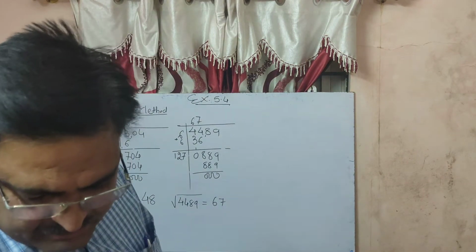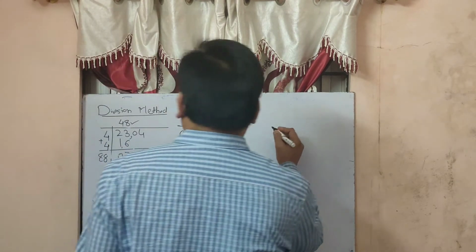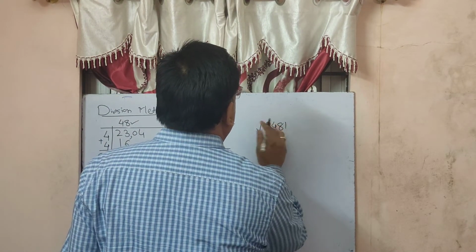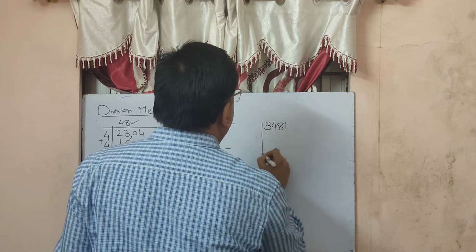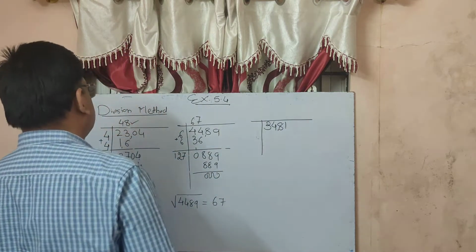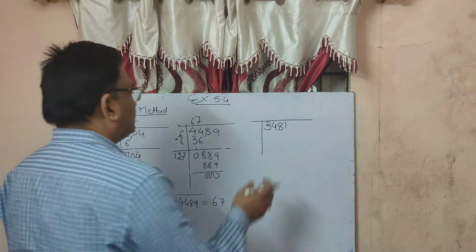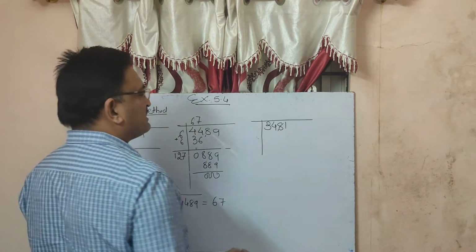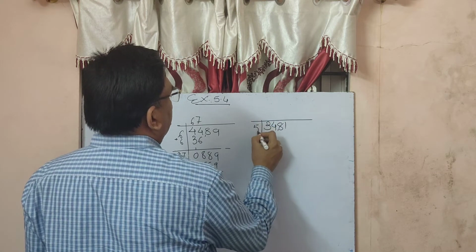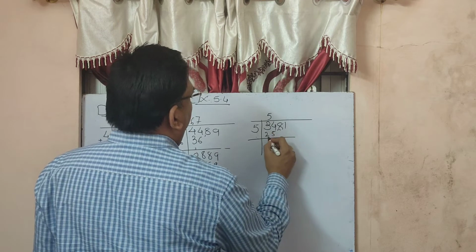Now the next example, 3481. I will try to solve as many examples as I can, and you need to try yourself. Again the same thing I told you. 34 is near to which number? 5 5s are 25, 6 6s are 36, so that is more now. 5 5s are 25.